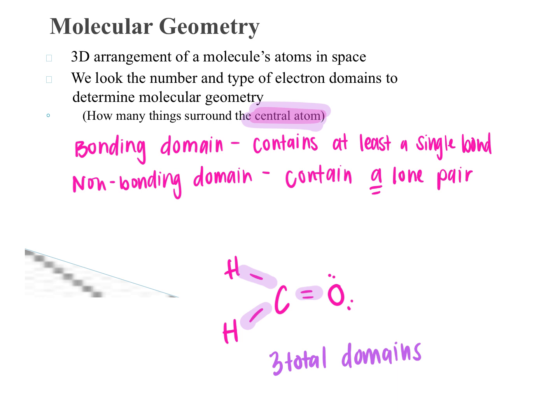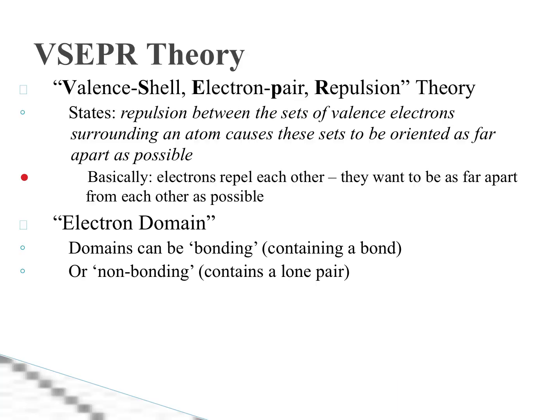Trigonal planar. Okay, that's how I find the shape of my molecule. I find the intersection of that chart and figure out where I'm at. So I have 3 total domains, and none of those contain lone pairs, which means I'm trigonal planar. Does that kind of make sense how that works? We're going to do a lot more examples, but I want to give you kind of an overview of how we use this chart. Okay? All right, we'll do some more examples as we go, but let's look at the next one, okay?